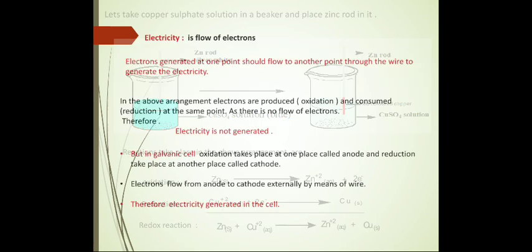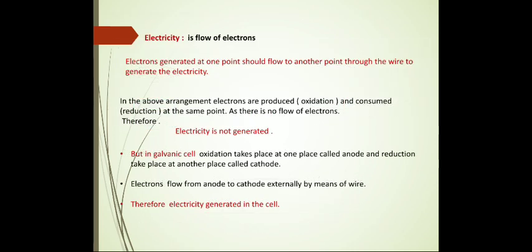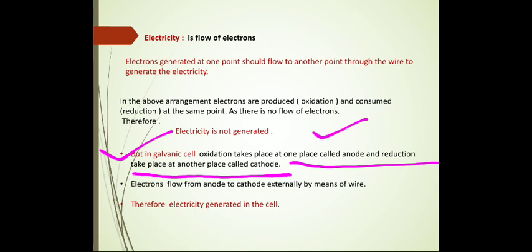But in a galvanic cell, oxidation takes place at one point, called the anode, and reduction takes place at another point, called the cathode. So in a galvanic cell, oxidation and reduction take place at different points, and there is a flow of electrons. That is why the galvanic cell generates electrical energy, and the cathode and anode are connected externally by means of a wire.